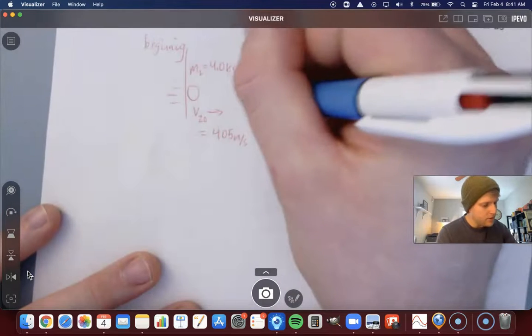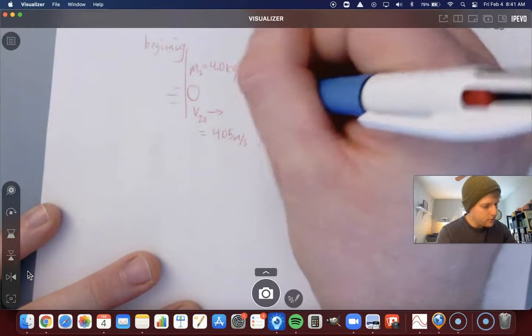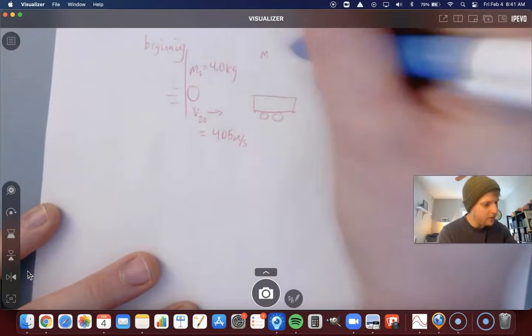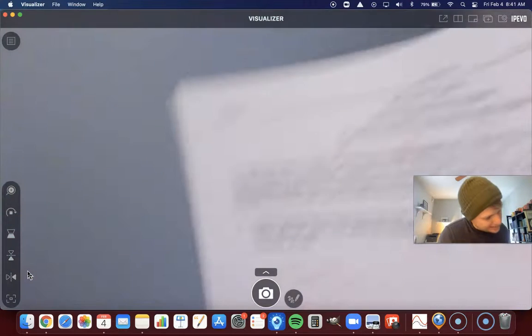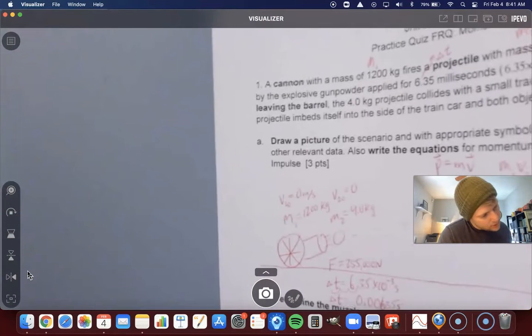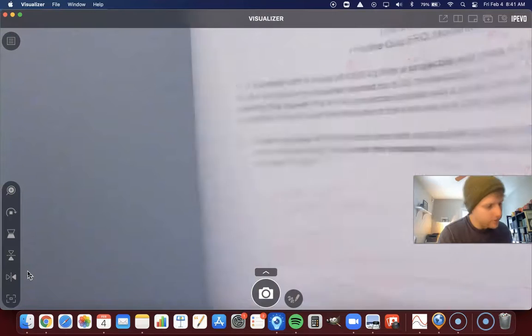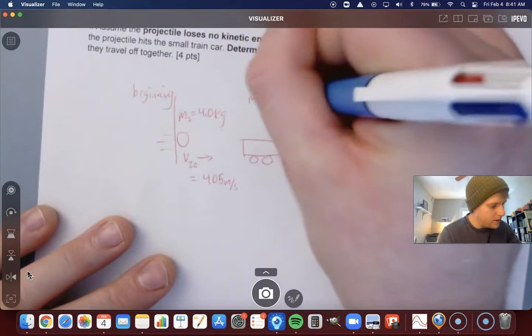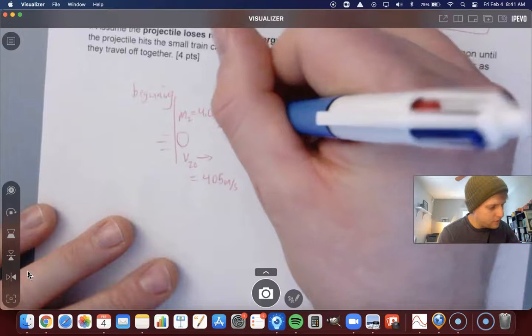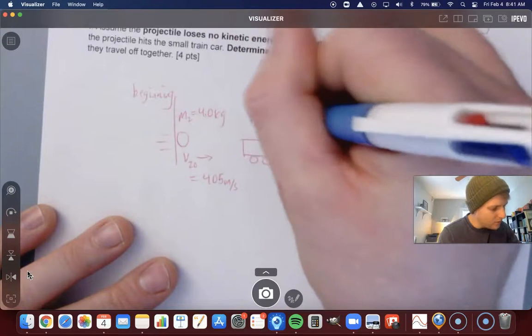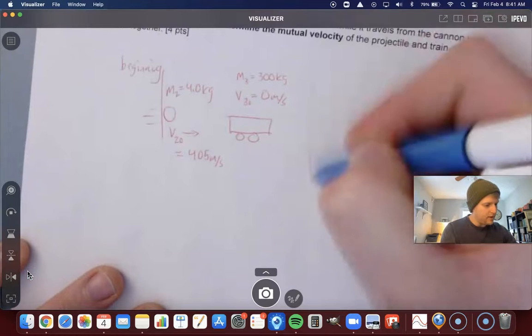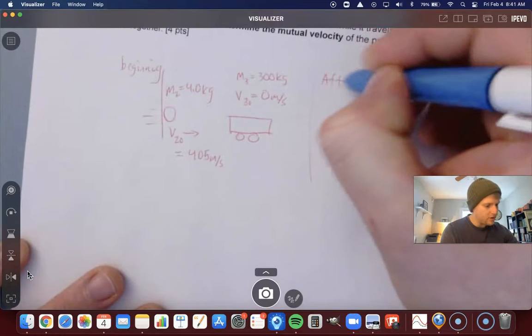It's going to bump into a train car, or again, our poorly drawn train car that has a mass of, what did we say it was? I thought it was 300. Yeah, 300 kilograms. So we'll call that M3, 300 kilograms, and its initial velocity was 0 meters per second. Now they're going to hit and stick together. We're going to say this is after the crash.